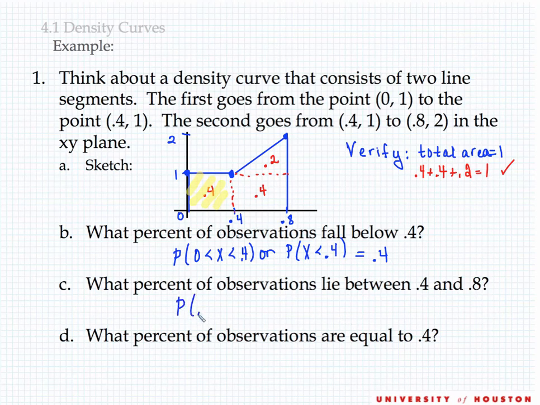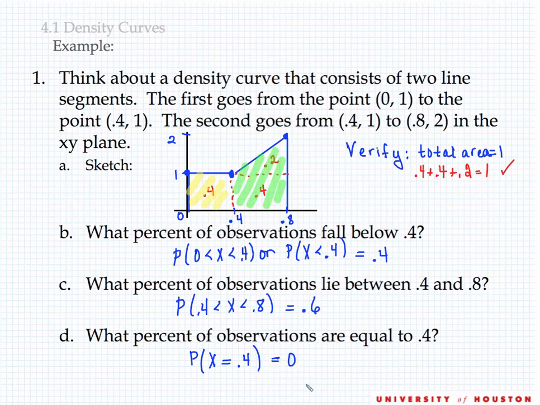which we found to be 0.4. Between 0.4 and 0.8, those probabilities can be found by getting the area of this region that I've just shaded in green. And that would be 0.4 plus 0.2, which is 0.6. Now, if I ask what percent of observations are equal to a particular value, any value within our region, the answer is going to be 0.